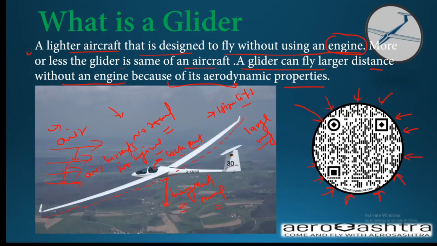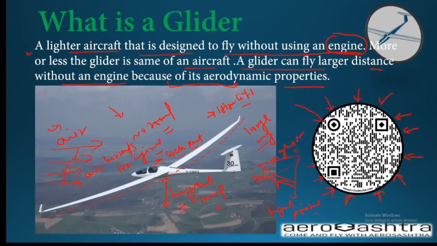You might have seen this kind of glider, a kite-shaped one, where a man tries to fly it. This also comes under the glider category, but it is launched from a high point, from a hilly area, such as a hill or tow plane.